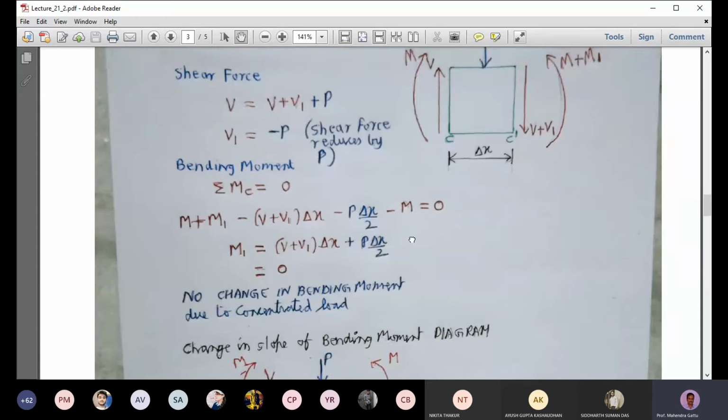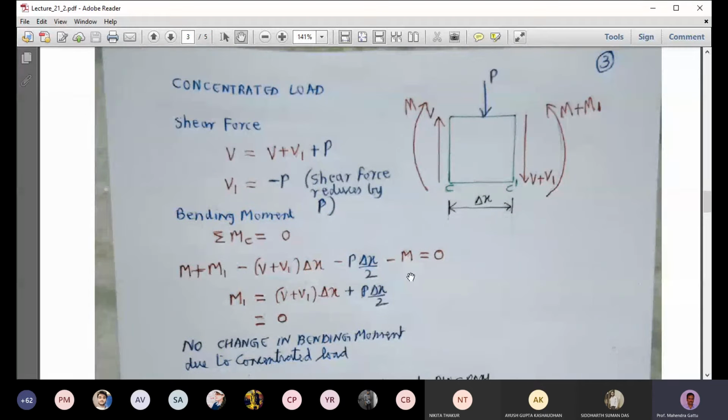So we will take a break, and we'll again look at the couple and the beam subjected to a set of concentrated loads.